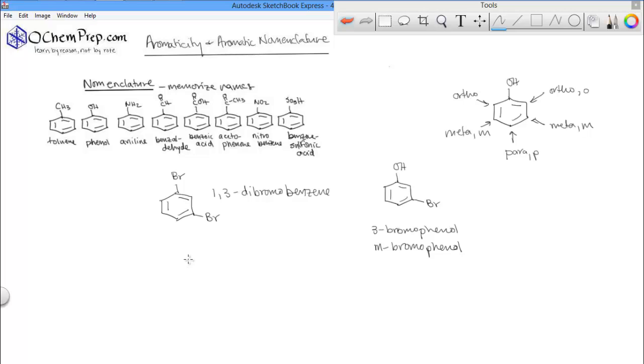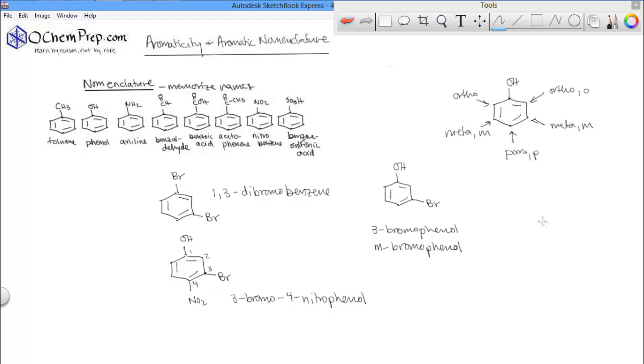Once you have more than two things on the ring, though, you have to use numbers. You don't group metas and orthos together. So if I have this compound right here and now put a nitro at the bottom and then a bromine here, now we're going to have to use numbers, and this would be 3-bromo-4-nitrophenol. So don't use ortho, meta, para when there are 3 or 4 or 5 or 6 things on the ring.